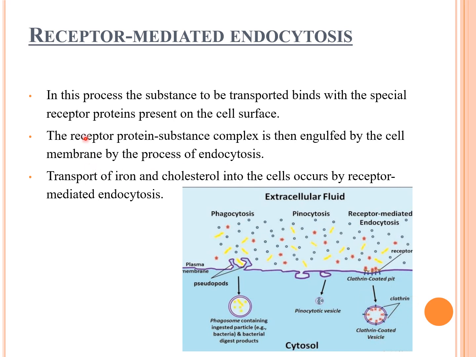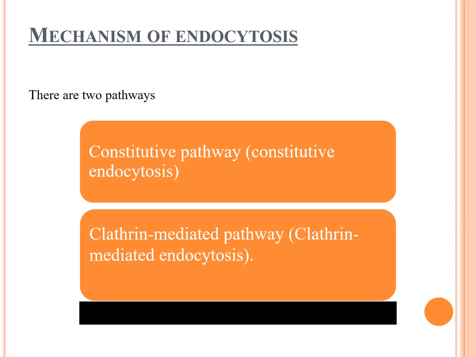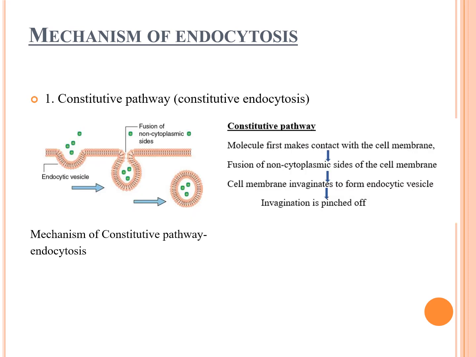So in this process, the substance to be transported binds with the special receptor proteins present on the cell surface. The receptor protein substance complex is then engulfed by the cell membrane by the process of endocytosis. So substances like iron and cholesterol, please remember this, are transported by this receptor mediated endocytosis. So what is the mechanism of endocytosis? There are two pathways. One is the constitutive pathway, the other one is clathrin mediated endocytosis. So the constitutive pathway, where the molecule comes and makes contact with the cell membrane.